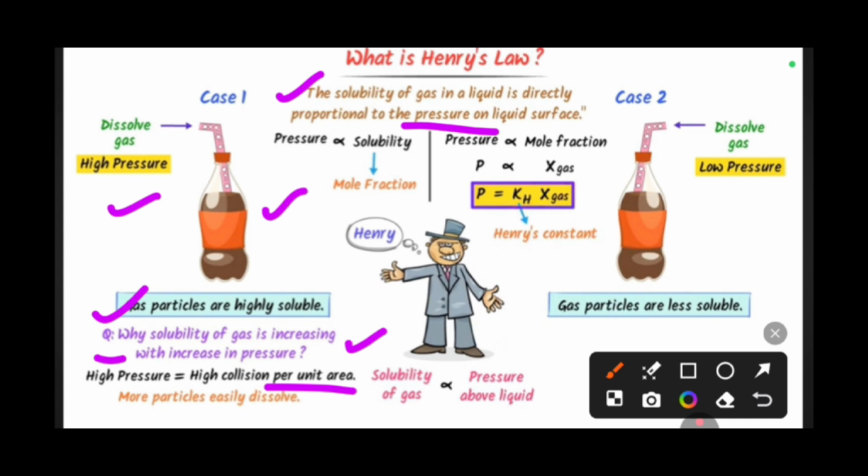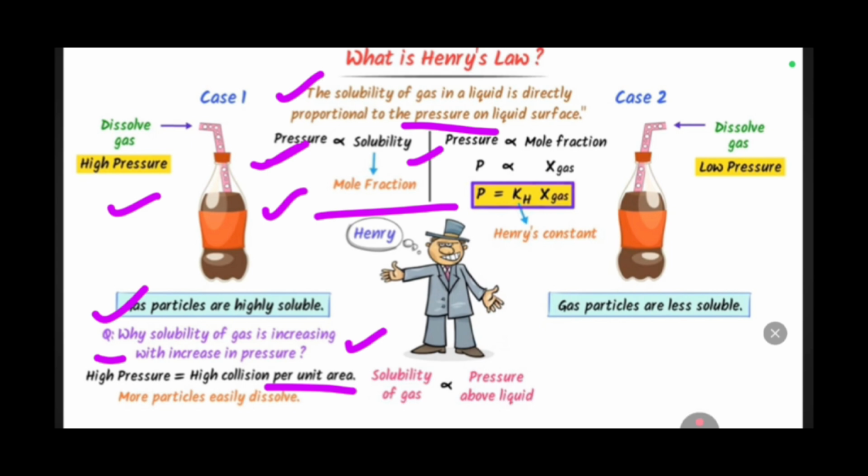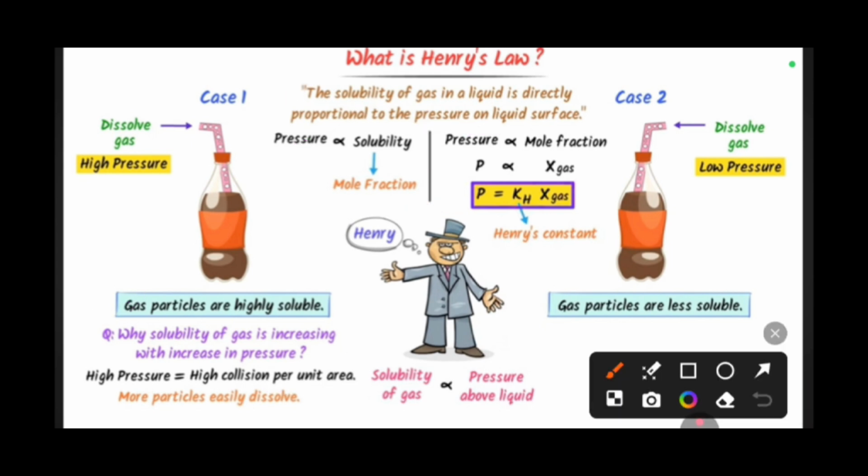So we can write it in terms of a formula. Pressure is directly proportional to solubility, but solubility is directly proportional to mole fraction. The more the mole fraction, the more the pressure. Okay, then solubility will increase. So we can also write it in this form: the pressure is directly proportional to the mole fraction. If you remove this proportionality sign, you get the Henry constant, which is represented by Kh. Okay.